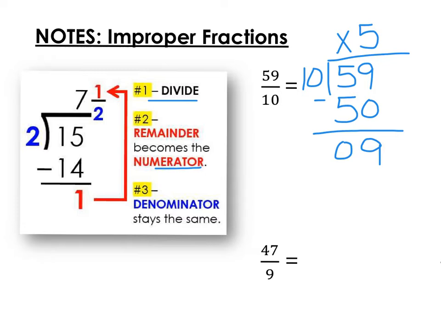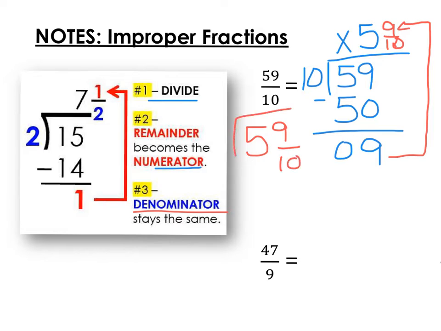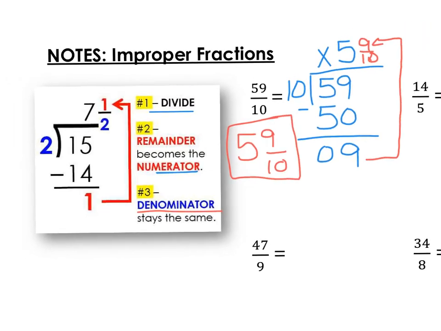Our step 2 is going to be our remainder. Remember, that is going to be our numerator. And our denominator stays the same. Our denominator was 10, so our denominator is going to stay 10. So here, 59 over 10 is 5 and 9 tenths as a mixed number. Okay? All right, let's try another one.